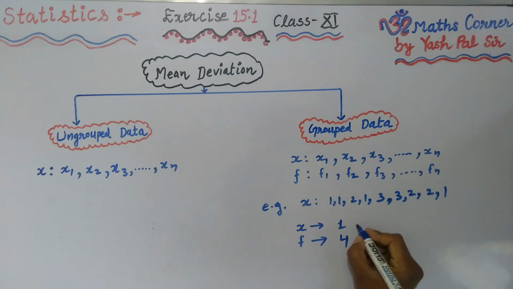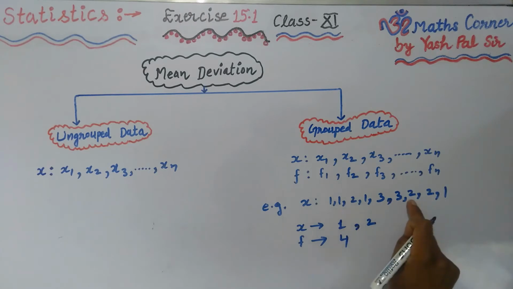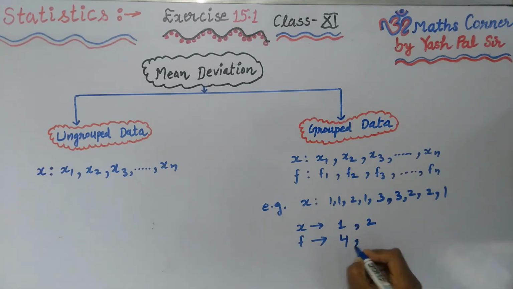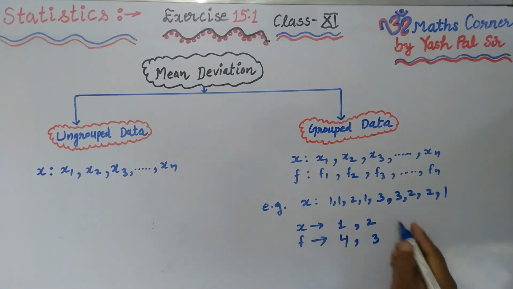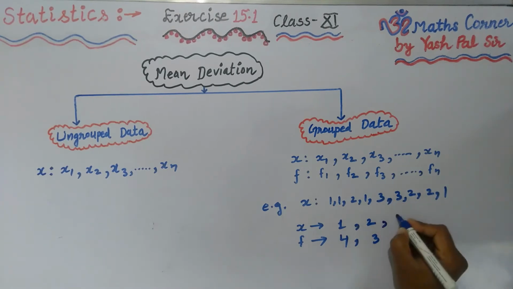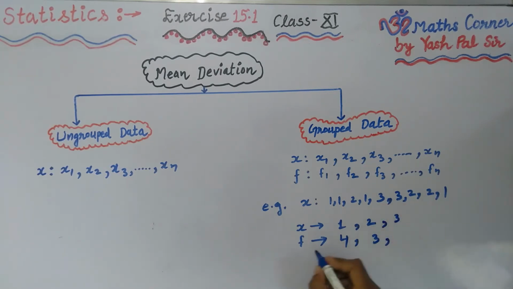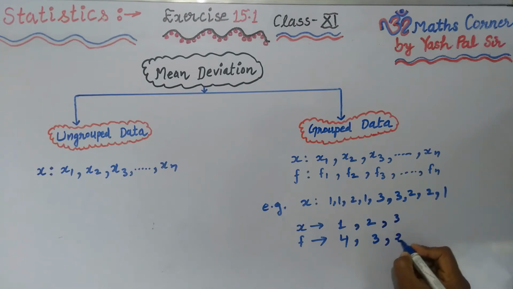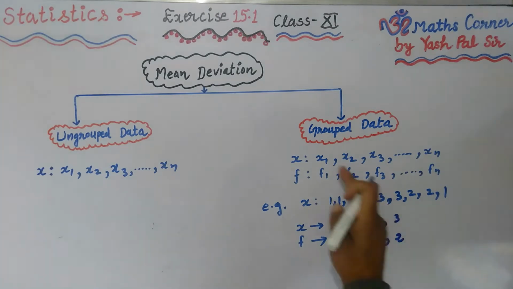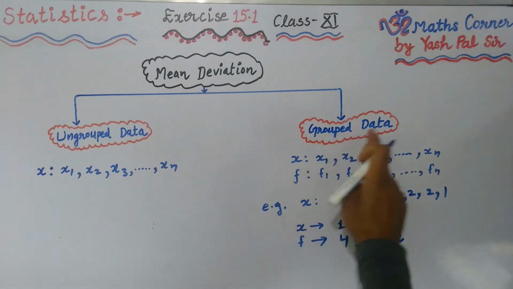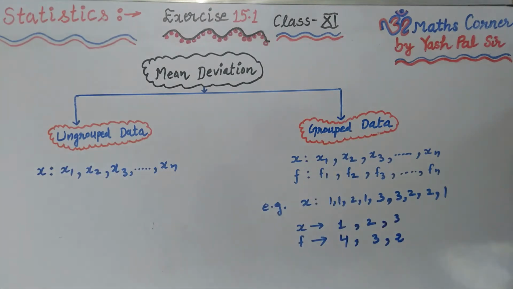Second number is 2. Now see how many times 2 is repeated? 1, 2, 3 times. So f2 becomes 3. After 2 the number is 3. Now how many times is this 3 repeated? Only 2 times. So the frequency becomes 2, like this. So this is the difference between grouped data and ungrouped data.